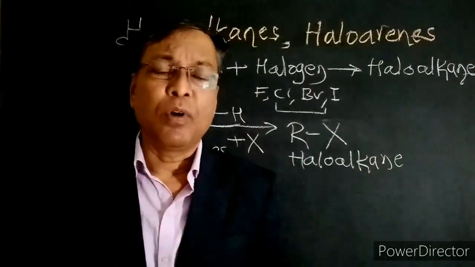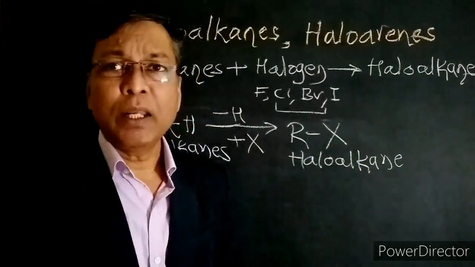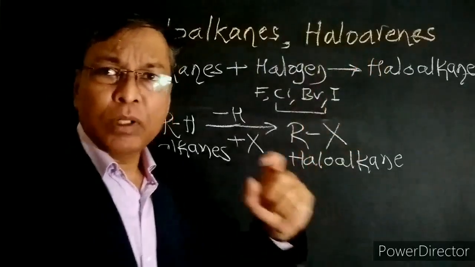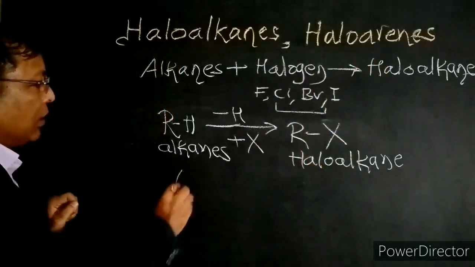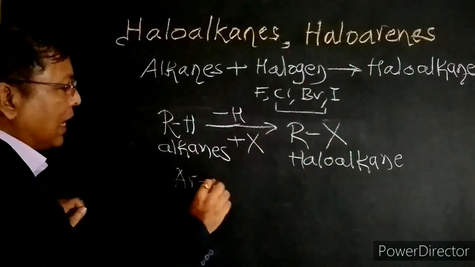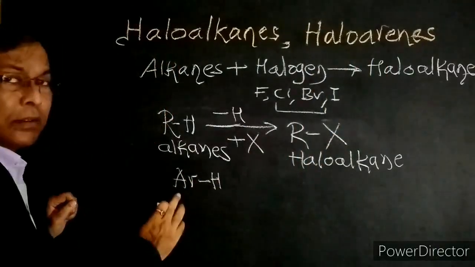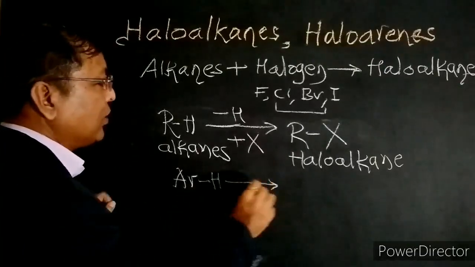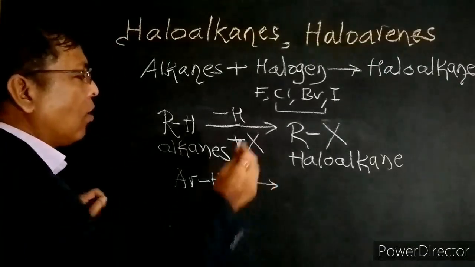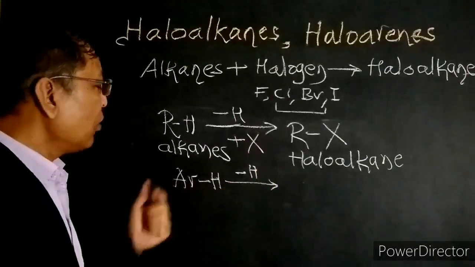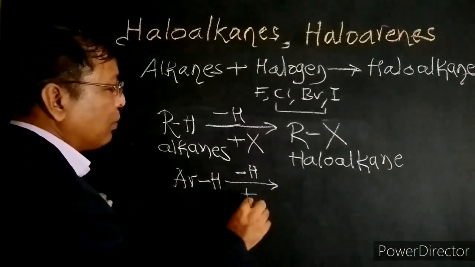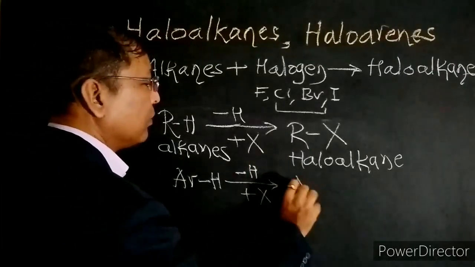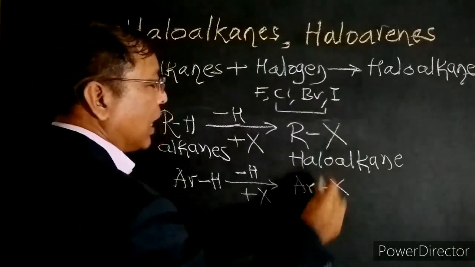Compounds derived from halogen and aromatic hydrocarbons are called haloarenes. Symbolically, we can represent aromatic hydrocarbons as ArH. When the hydrogen atom or atoms of an aromatic hydrocarbon are replaced by halogen atom or atoms, we get haloarenes.